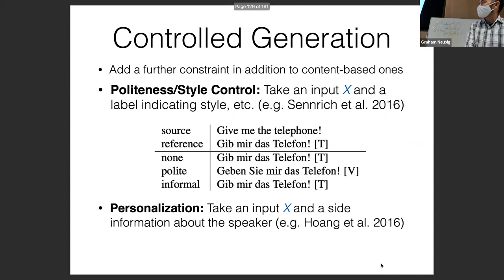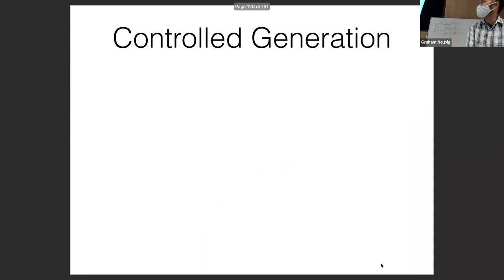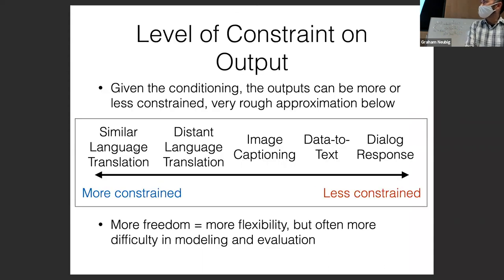So that's one example. Other examples are personalization. So like taking input X and aside information about the speaker. And the actual example they have here is on language modeling from TED Talks, where you basically take information about the biography of the person and try to model the way they were speaking. And then there's lots and lots of other examples like this, but it's a common thing. And another way to think about this is any of these things have kind of an inherent constraint on the outputs that you're allowed to generate. And if you add additional control, you move them farther to the left side, to being more constrained.